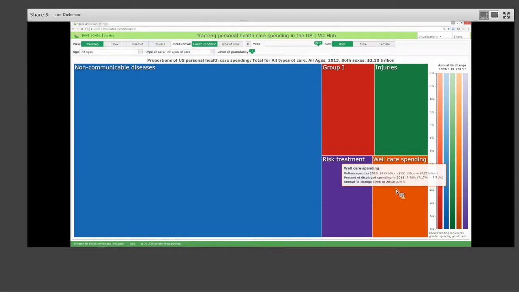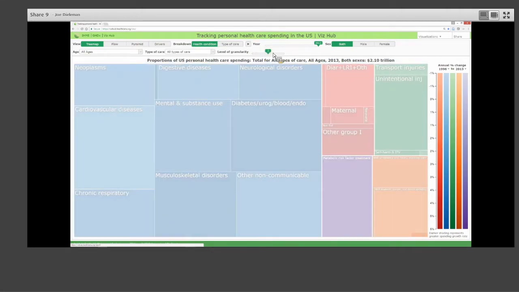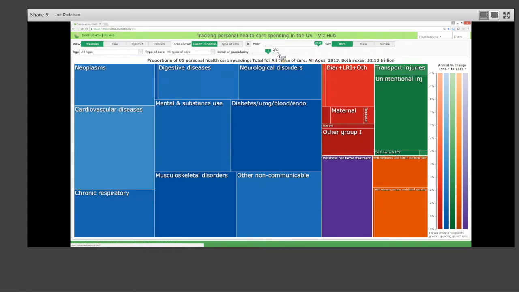So really what we've added is this breakdown, of course, which is kind of interesting, but not as interesting as it could be, until we start to move this granularity bar to start to look at more granular categories. And I'm going to take it all the way to the right here. And now you can see the 155 health conditions that we focus on.